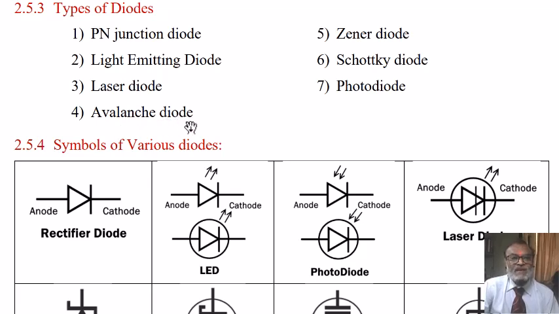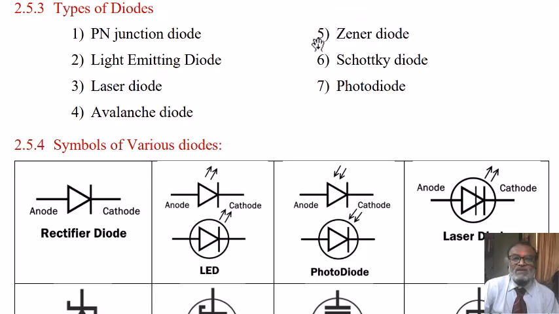Avalanche diode, these are breakdown diodes. These diodes have a precise doping level so that they can be working in the avalanche mode or breakdown mode to regulate the voltage across it.